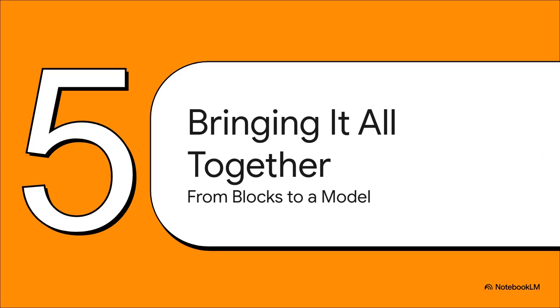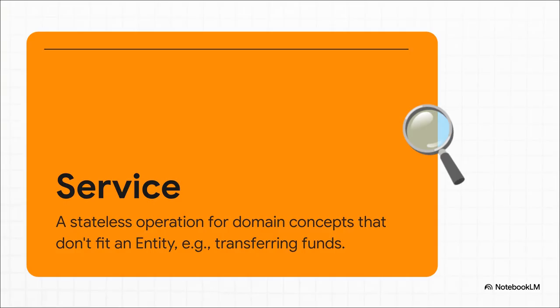So, we have entities for things with a unique identity, and we have value objects for their descriptive attributes. But how do we get them to actually do things? Let's see how all these pieces come together to form a working model. This is where our third building block comes into play, the service. So, think about transferring money from one bank account to another. Where does that logic belong? It doesn't really feel right to put it on the from account or the to account. It's an action that coordinates between them. That's the perfect job for a service. It's a place to put those important business operations that don't neatly belong to a single object.